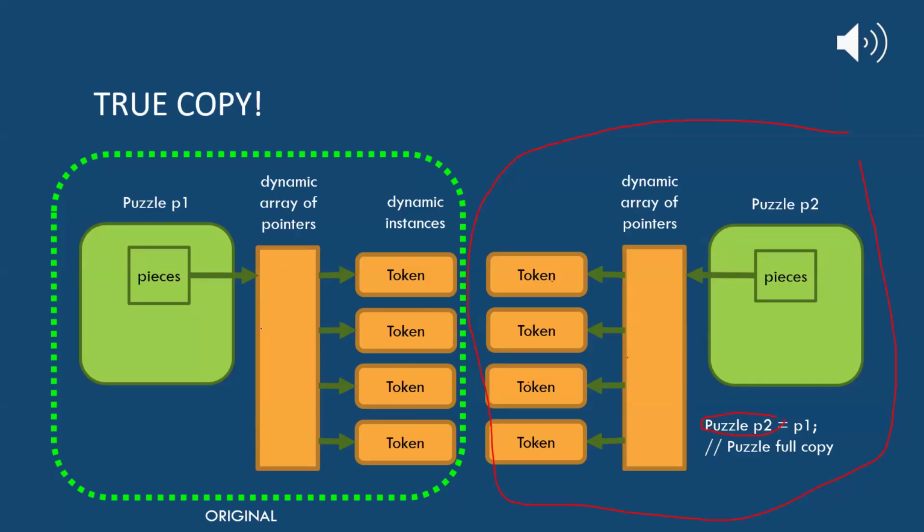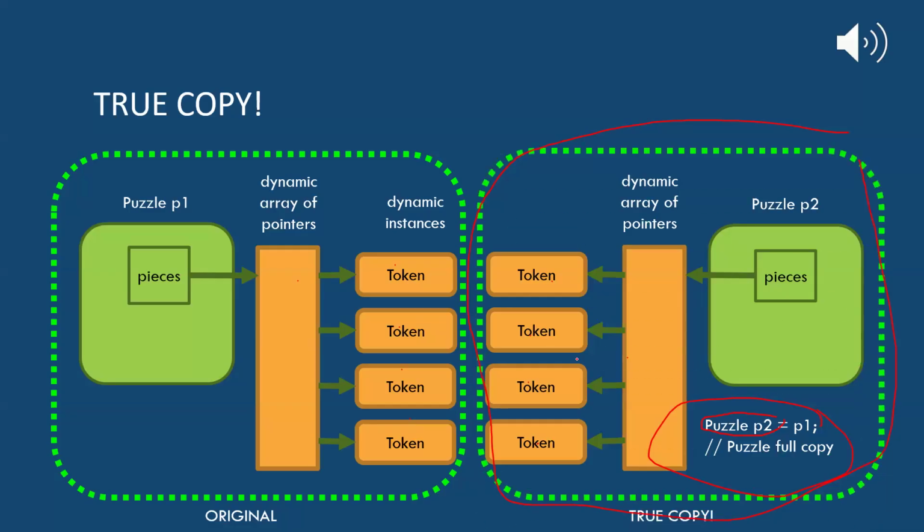It's like, okay, I got to study all of this, make the array, copy all the tokens, wire them all up. There's a lot of magic that happens in there to make that really nice. But that's exactly what you have to do if you want to really have a true copy, and your class has to provide that capability.